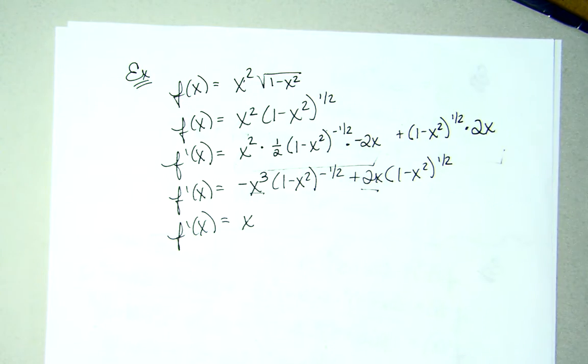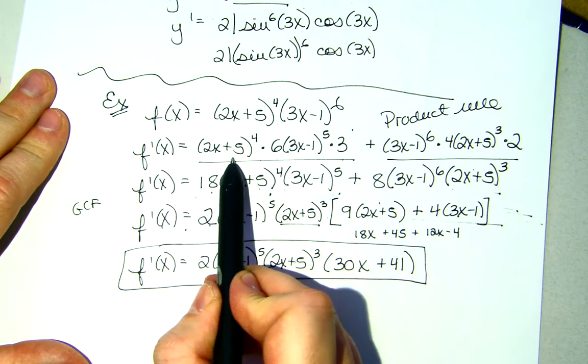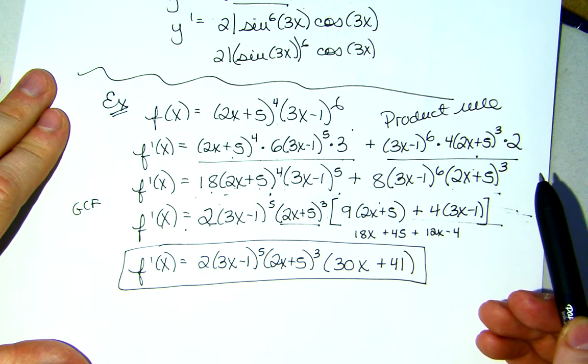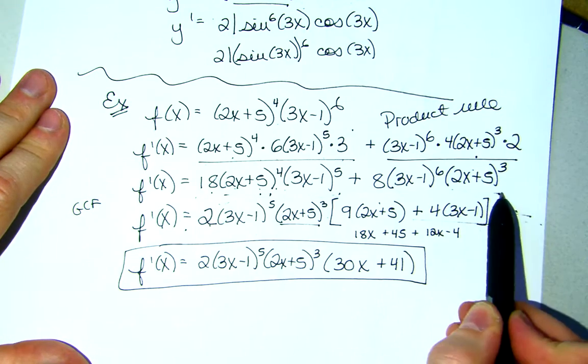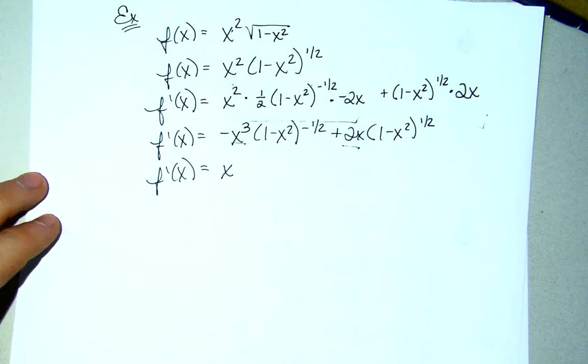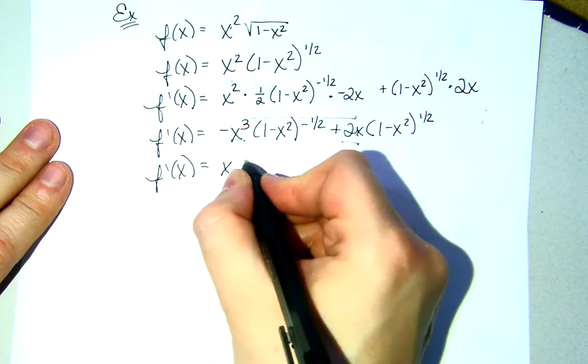Now, I should be able to do something with that 1 minus x squared thing that each term has. My rule from the previous problem was I factor out that term to the highest power or the lowest power. Over here, I had stuff like this. I had 2x plus 5 to the fourth, 2x plus 5 to the third. I took out 2x plus 5 to the third. I took out the lowest power. So, with that in mind, what is my lowest power? To the negative 1/2. Okay, let's do that.